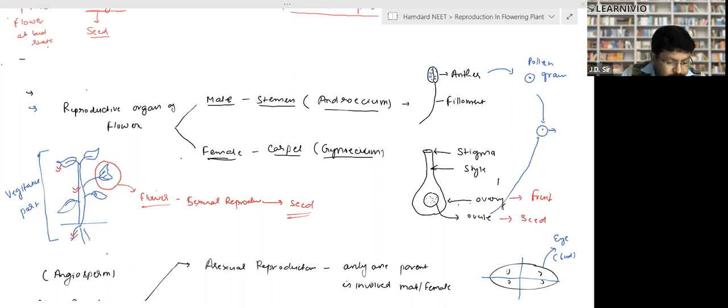Ovule contains the female gamete. Sperms and eggs are called gametes actually. Ovule contains the female gamete or sex cell, which is the egg.